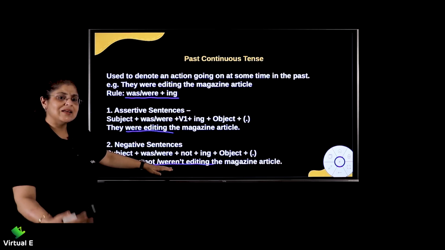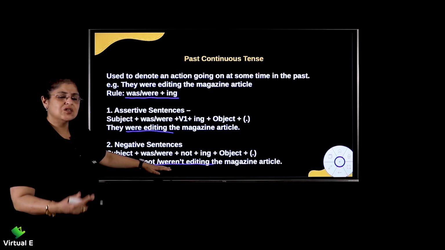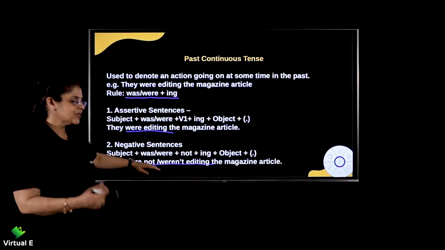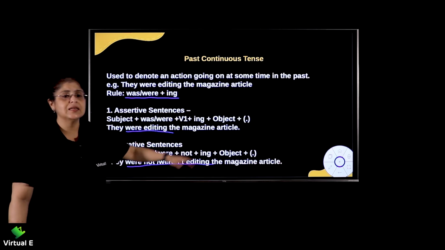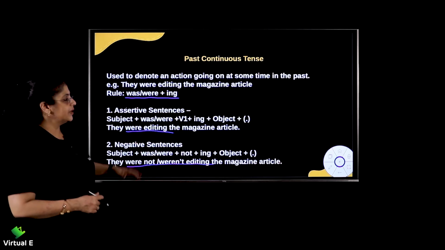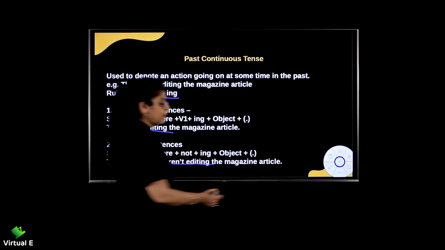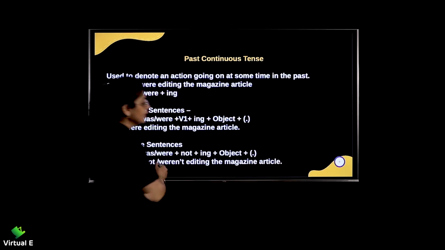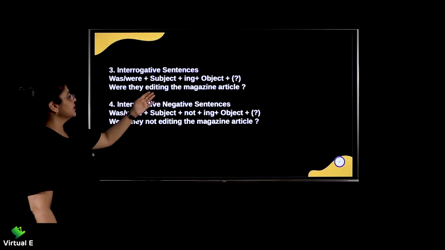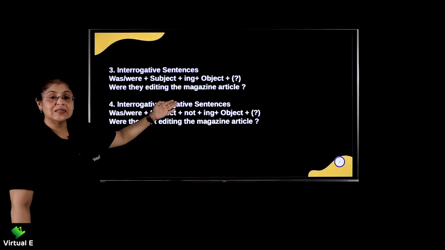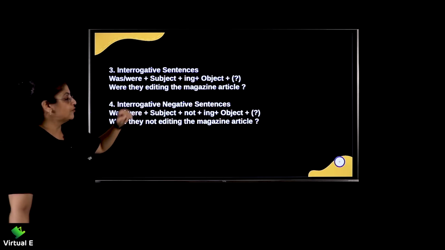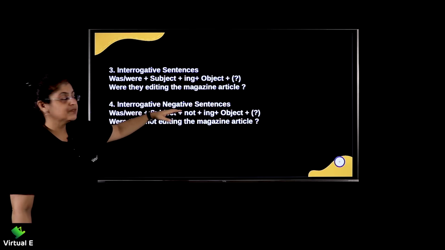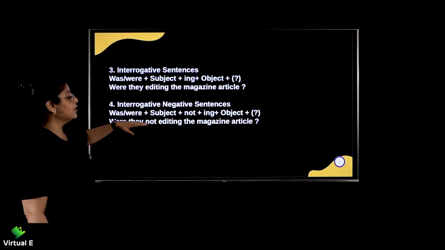Let's start getting a little more sophisticated. Let's not stick to the layman's English. Let's keep progressing in life. So, they weren't editing the magazine article, right? This is how you do your past continuous. As we move further, interrogative, were they editing the magazine article? Now you have were and you have editing in the question form. If I move to the interrogative negative sentences, were they not editing the magazine article?